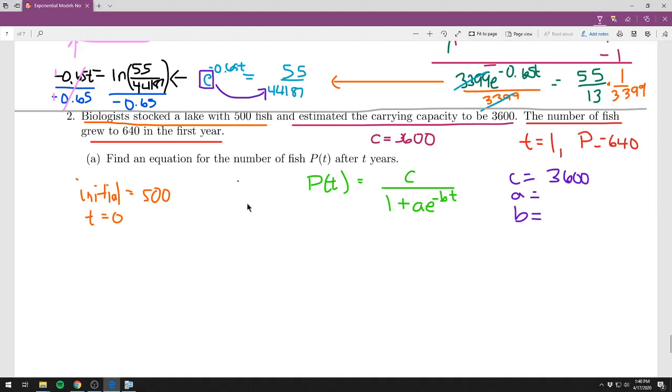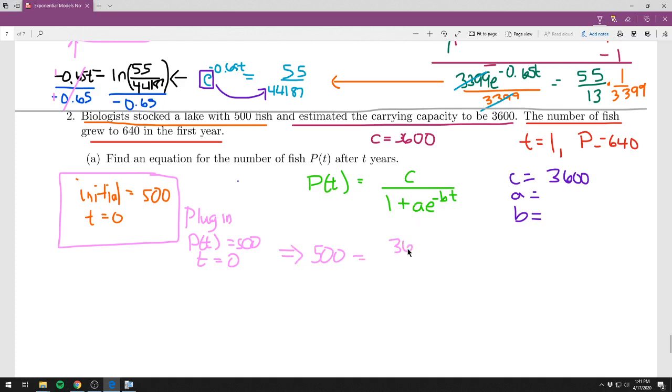All right, so what you want to do first is plug in the initial information, and that'll allow you to solve for A, as you will see. So plug this in. You know the initial population P of t equals 500 with t equals 0. And we're also going to make sure we plug in the C value we're given. So 500 equals 3600 over 1 plus A times e to the negative b times t, which we're using as 0.